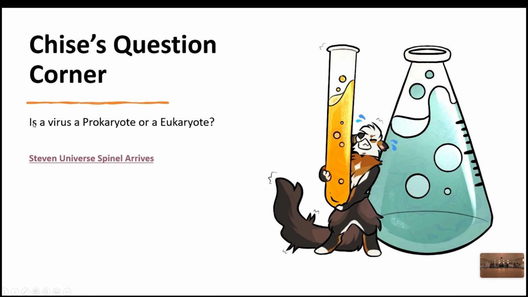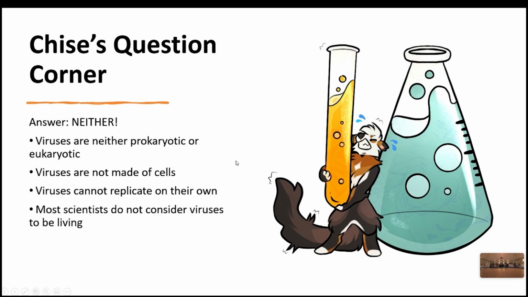I'm going to ask, and I know I probably can't hear you answer at the moment, do you know if a virus is technically a prokaryote or a eukaryote? In the end, it's kind of a trick question, because viruses are technically neither. They're neither prokaryotic nor eukaryotic. They're not made up of cells. Viruses cannot replicate on their own. And most scientists, I'm not going to say all, but most of us, consider viruses to not be living.